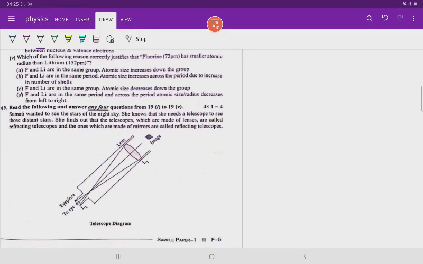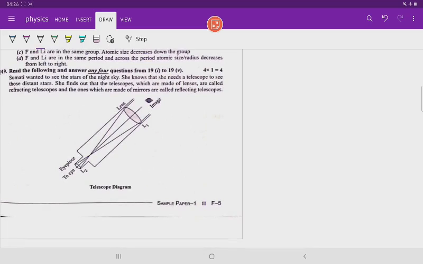Yeah, we got: read the following and answer any four questions of 1901 to 1905. Sumati wants to see the stars of the night sky. She knows that she needs a telescope to see those distant stars. She finds out the telescopes which are made up of lenses are called refracting telescopes, and the ones made up of mirrors are called reflecting telescopes. So there are two types of telescope they are giving. One is refracting telescope, another one is reflecting telescope.